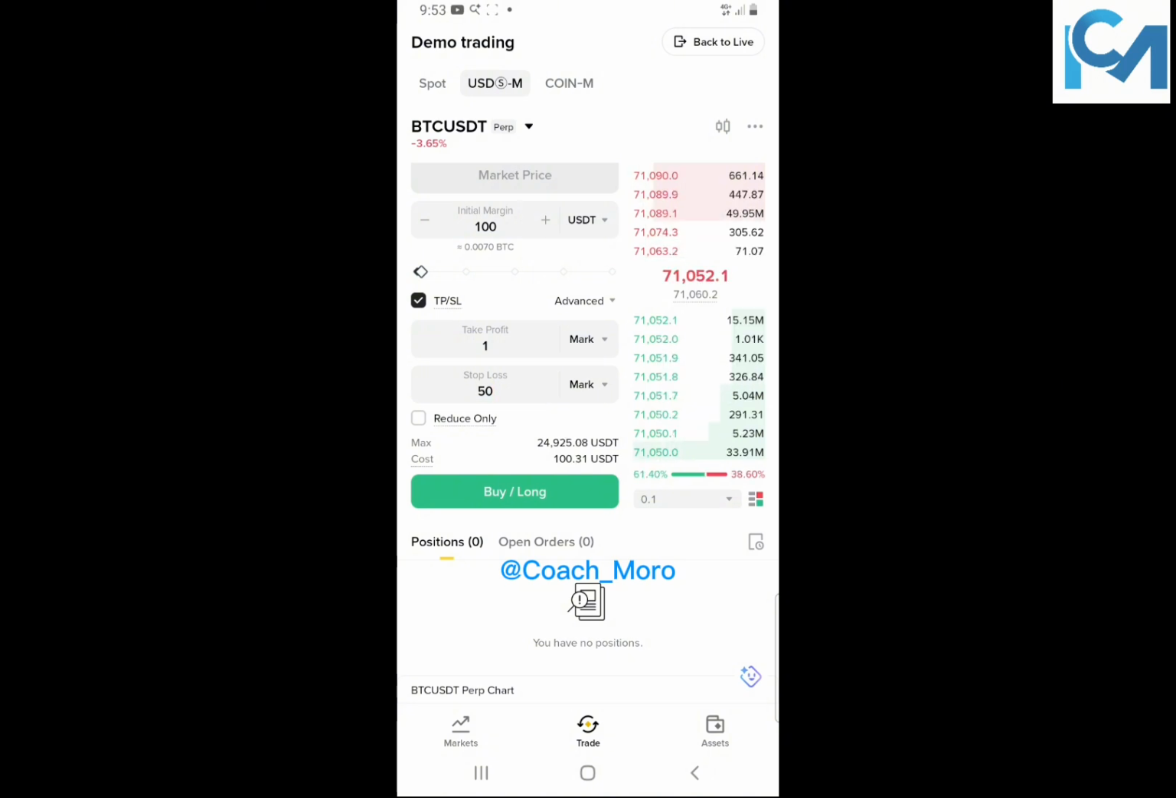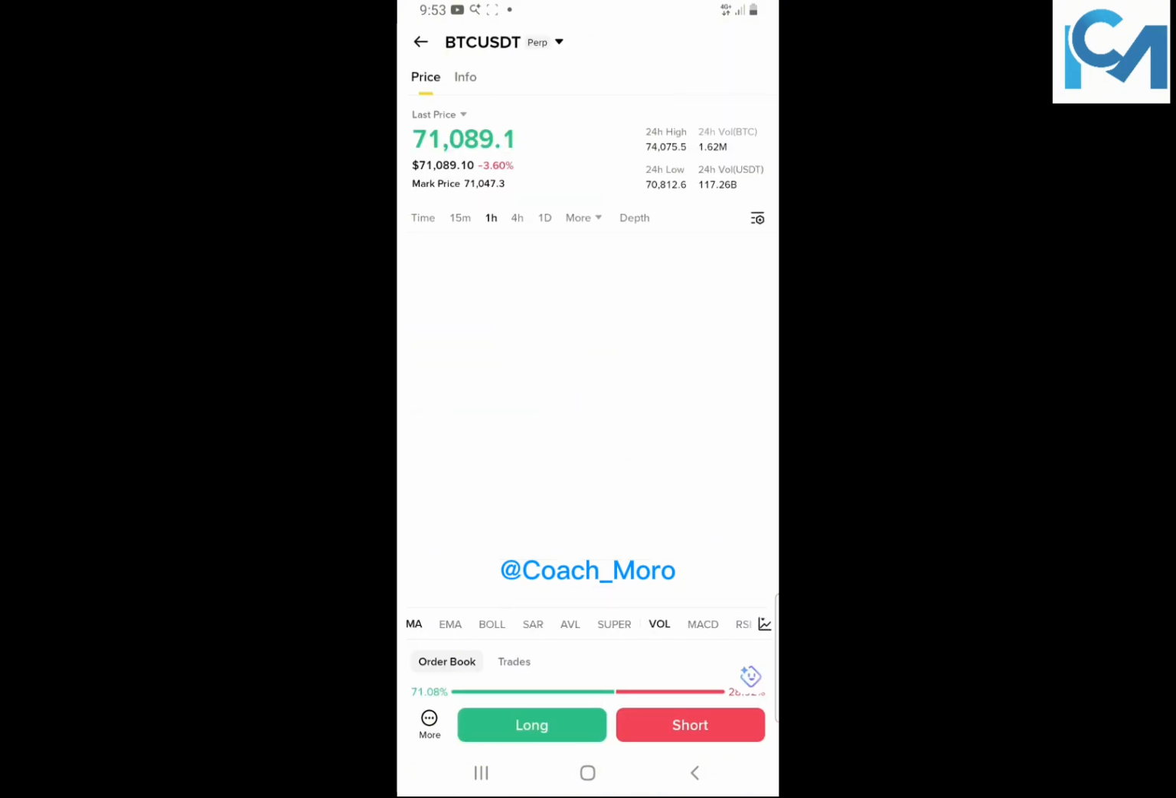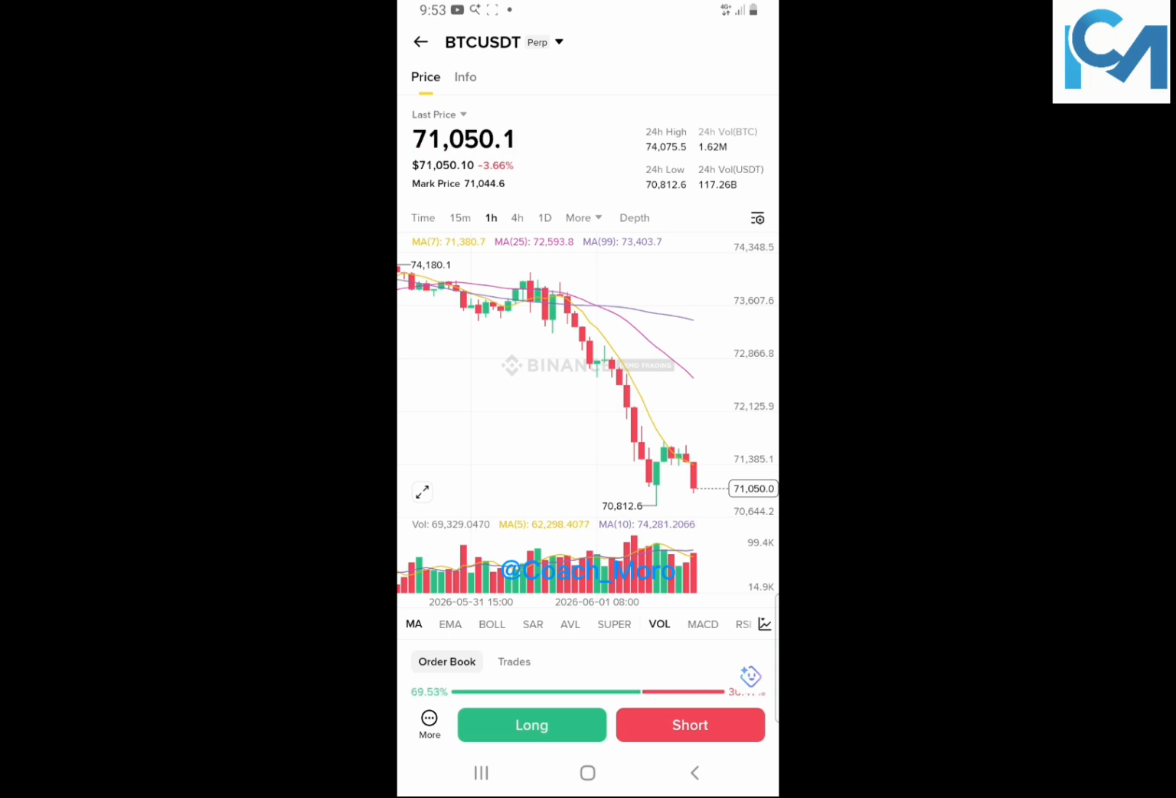So if you want to see the chart view of the futures trading or the asset you are trading on, you just click here to view the chart. But I personally use TradingView to do my analysis before I use Binance to place my trade.